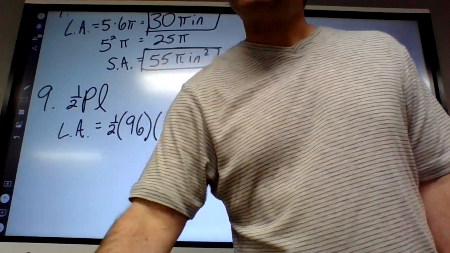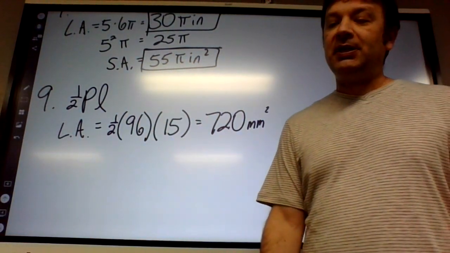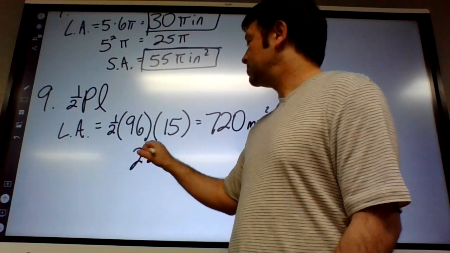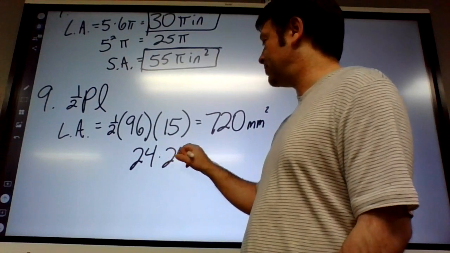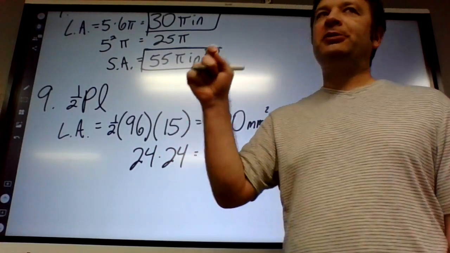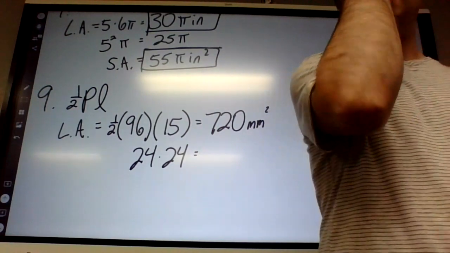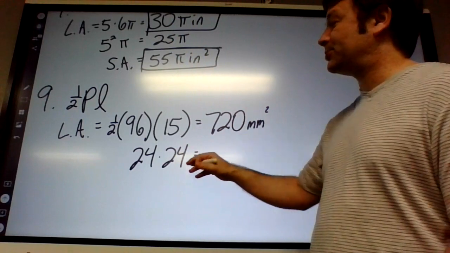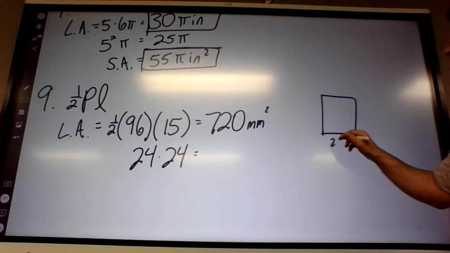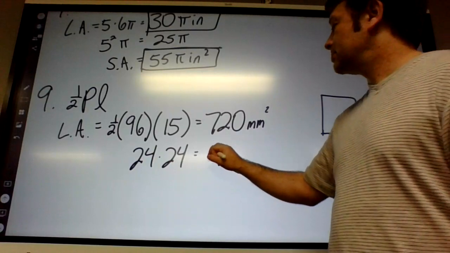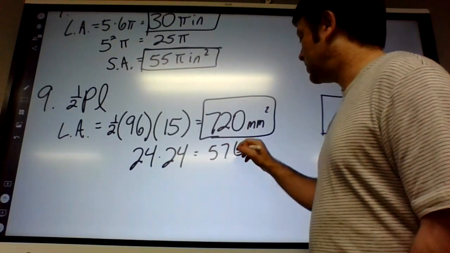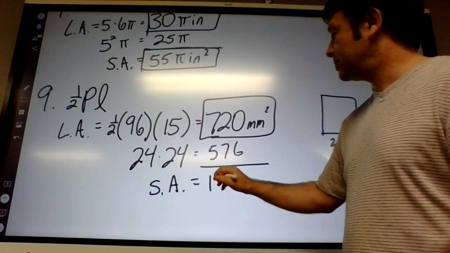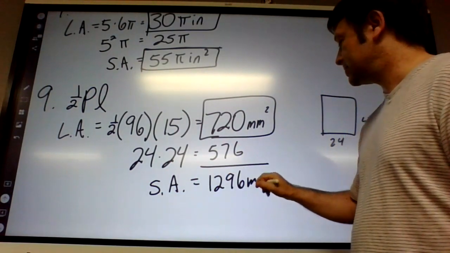Okay, now what are we missing from the total surface area? What else do we need? We need the base. The base is a square, so how do we find the area of that square? No, 24 times 4 is the perimeter. That's the distance around. For an area, you do base times height, right? And since it's a square, the base and the height are both 24, so 24 squared. So if we add those together, we get 1296.